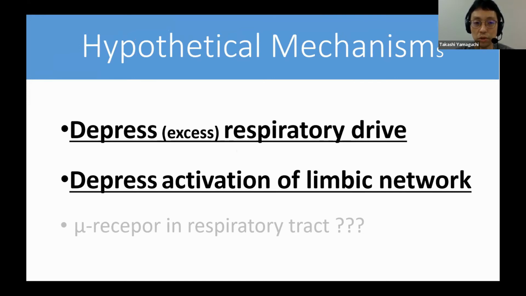And about the mu receptor in the respiratory tract, we know there is a mu receptor in the respiratory tract, and we used to think that this mu receptor had some role in managing the dyspnea, but now we have the negative result of inhalation of morphine for the management of dyspnea. So we don't think that this mu receptor in the respiratory tract has a big role in managing the dyspnea.